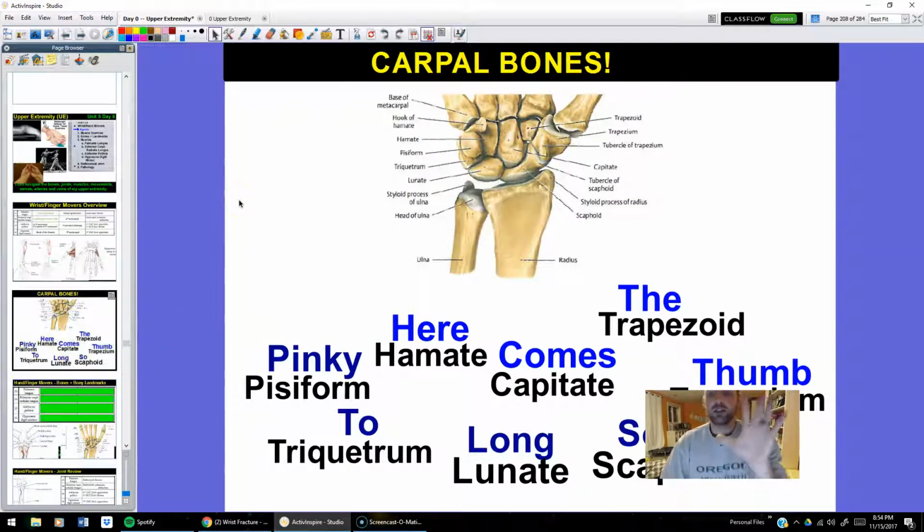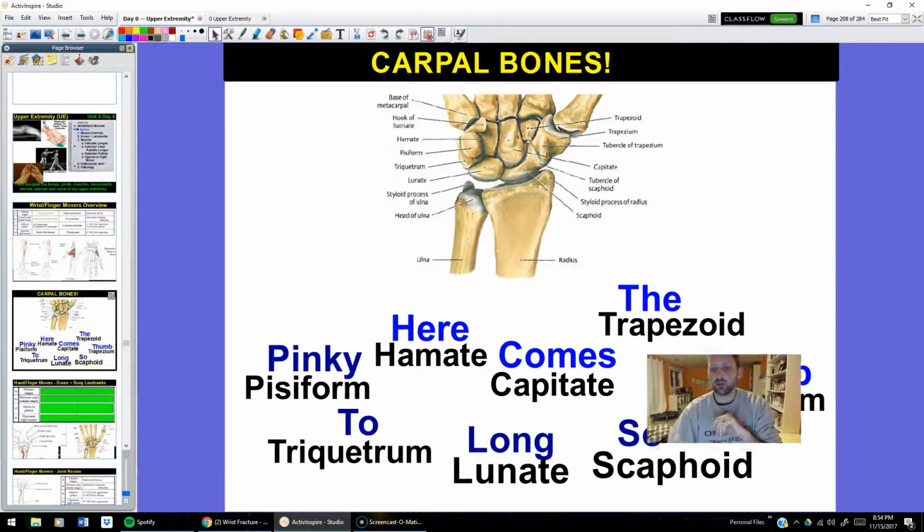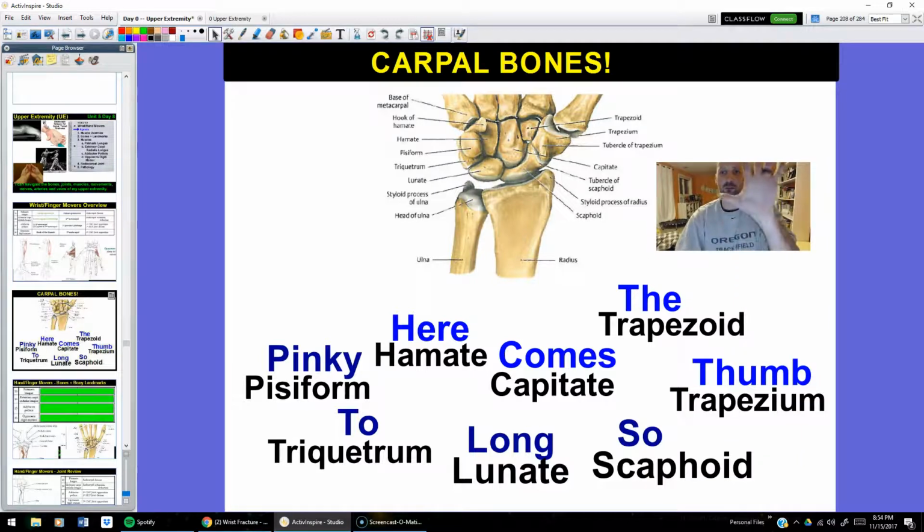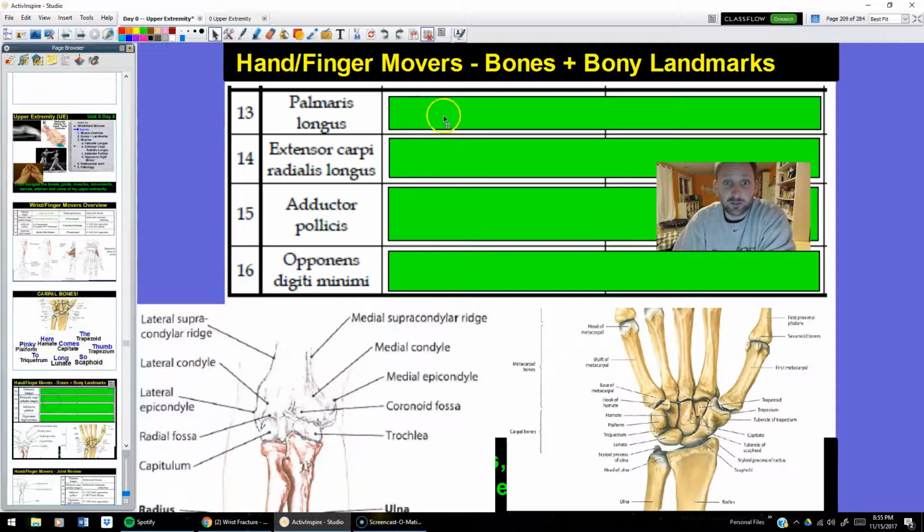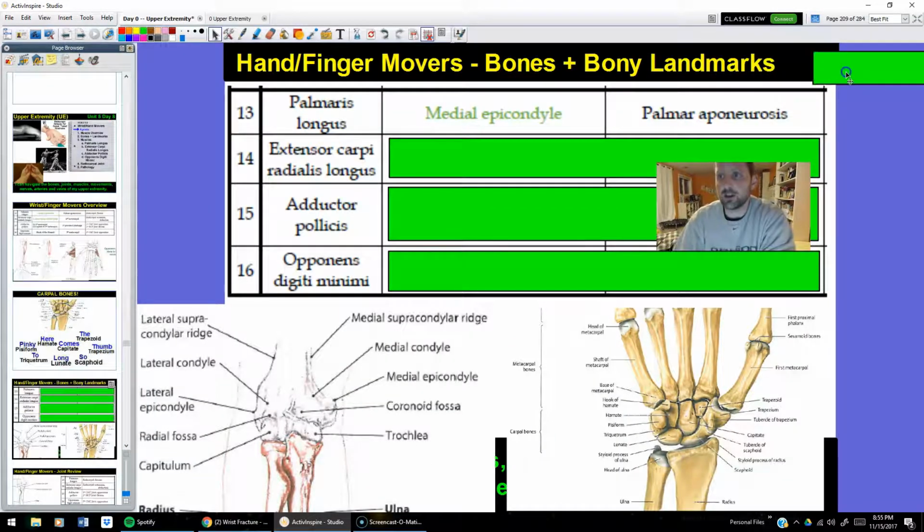So quick review. On your hand, I would pause the video and review the 8 carpal bones. I think this helps because we'll talk about these 8 today. Talking about the scaphoid, so long to pinky. Here comes the thumb. So scaphoid, lunate, triquetrum, pisiform, hamate, capitate, trapezoid, trapezium. So review that on your own hand. Just quick review. So some bones, bony landmarks. I'll review this again briefly in the beginning of class next time.